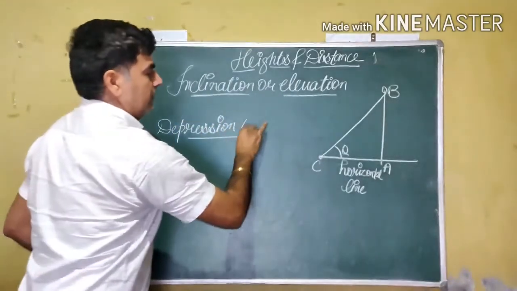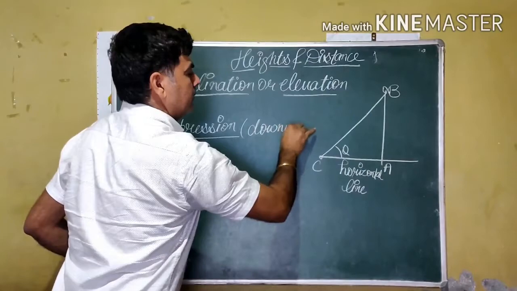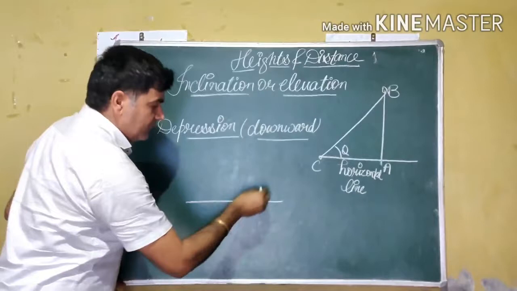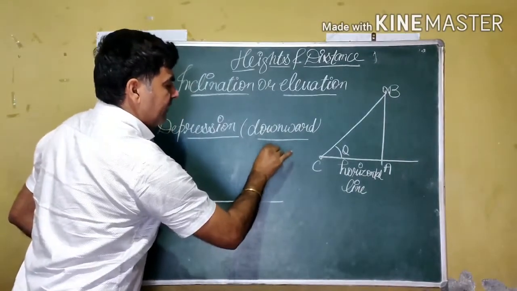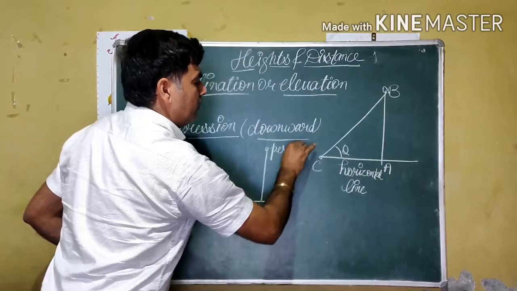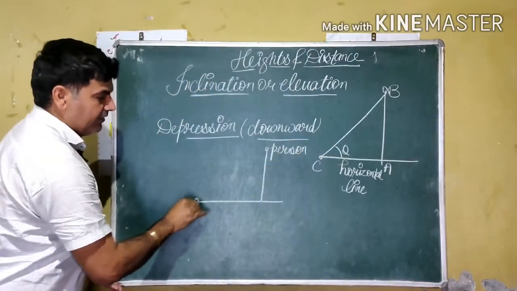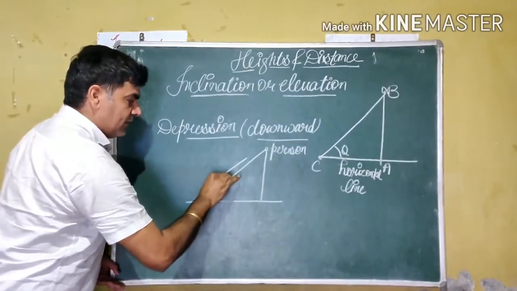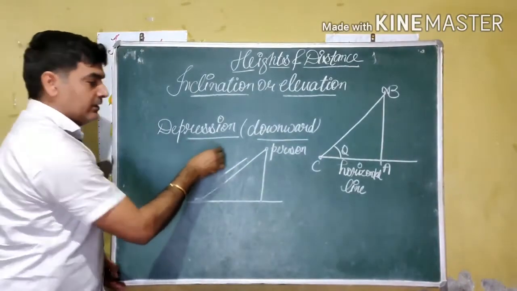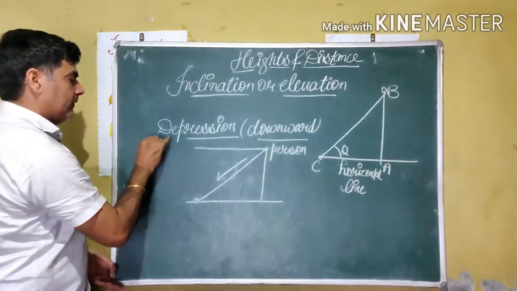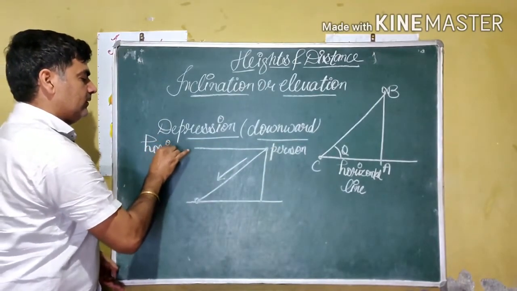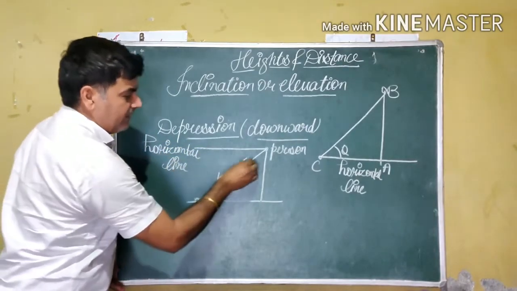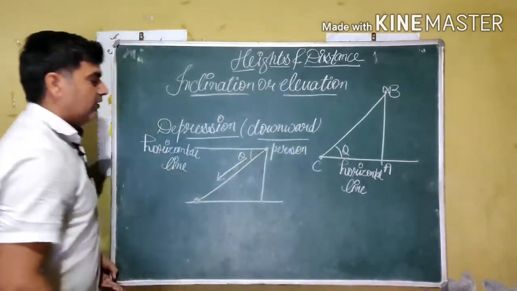Depression means we are looking downward. In this case, this is the ground level, we can say the road is here and there is a building. A person is standing on the top of the building, and a vehicle is coming on the road. If we look downside, then this angle is known as the angle of depression. So first of all we need a horizontal line. The angle made by this line of vision with the horizontal line is known as the angle of depression.